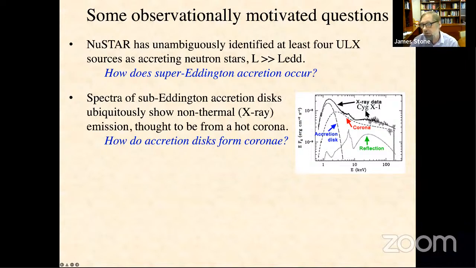So observed is the spectrum of Cygnus X-1, a very famous X-ray source accreting in a close binary system. And the observed spectrum is this black line, and it can be fit by multiple components, including a thermal accretion disk, but essential is also a corona made up of non-thermal emission from very, very hot plasma. And a very significant fraction of the total luminosity from the source comes from this corona. So how do accretion disks produce this very hot plasma, which produces this coronal emission that we observe? It's a very significant part of sub-Eddington accretion disks.